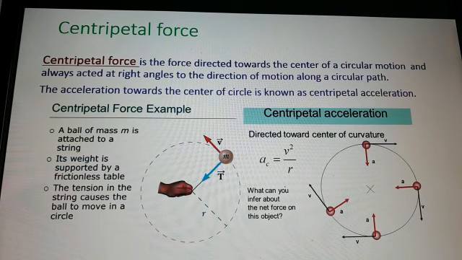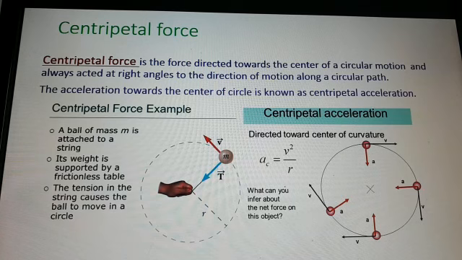Next one is centripetal force. The centripetal force is the force directed towards the center of a circular motion and always acts at right angles to the direction of motion along the circular path. The acceleration towards the center of the circle is known as centripetal acceleration. Of course, the direction changes continuously. In circular motion, the direction always changes continuously.